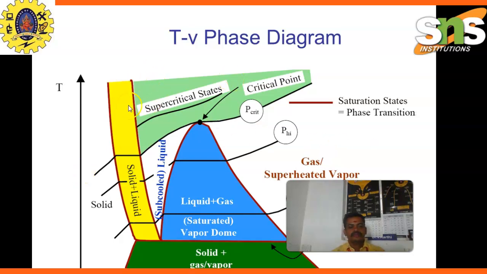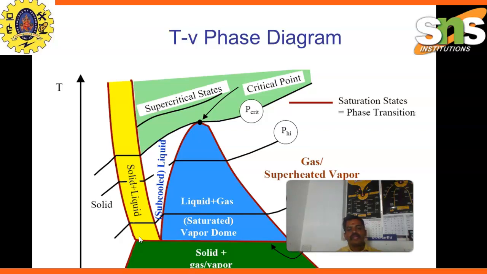The yellow color highlights the solid plus liquid region. The sky blue color highlights the liquid plus gas mixture. This is called the saturated vapor dome. The dark green highlights the solid plus gas, or vapor, region. Light green above the critical point is the supercritical state, along with the critical point.